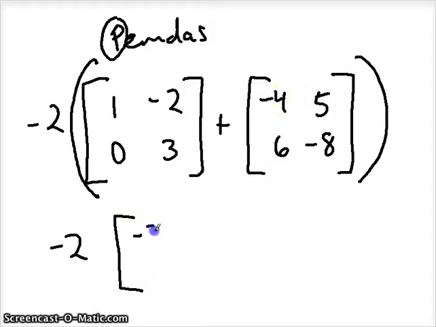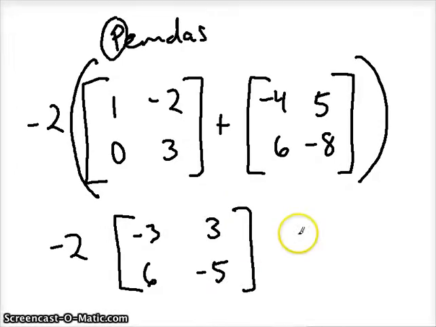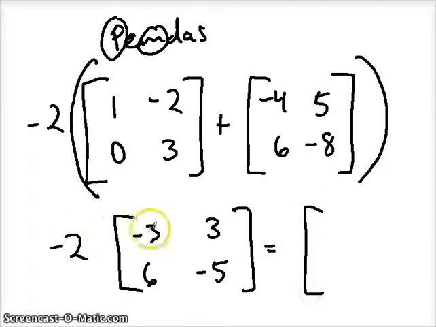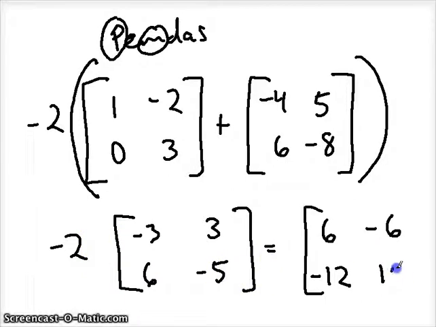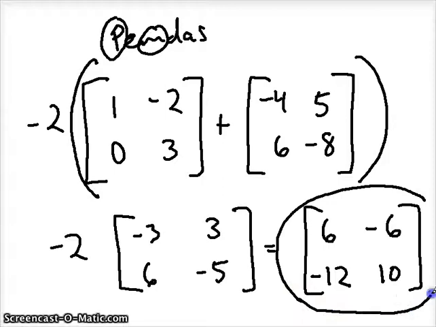1 plus -4 is -3. -2 plus 5 is 3. 0 plus 6 is 6. And 3 plus -8 is -5. So we do inside the parentheses first. Now we can move on to multiplication and multiply our scalar to everything. Distribute it. -2 times -3 is 6. -2 times 3 is -6. -2 times 6 is -12. And -2 times -5 is +10. And so there's our final answer, doing a couple different steps there.